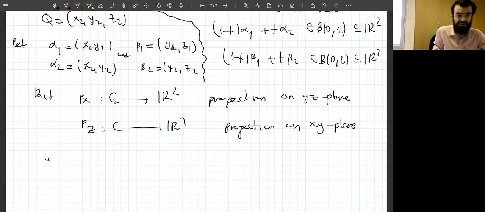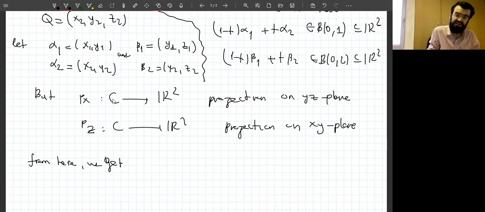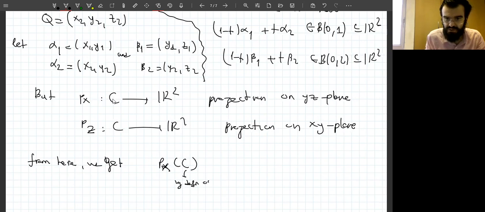From here we get what? C. The components are in C by the definition of C.